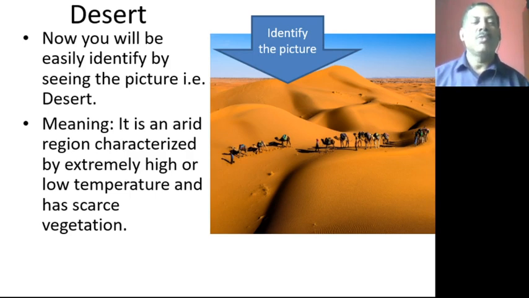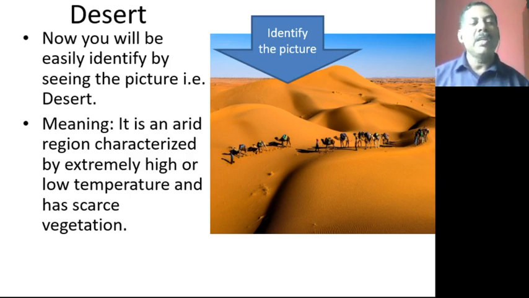By seeing the picture only, you will be able to identify it is a desert. It is too hot. By seeing the sand only, you will be able to identify this is a desert. The camels are moving in the desert. And definitely you will be able to see this is the desert. So this will be very hot.